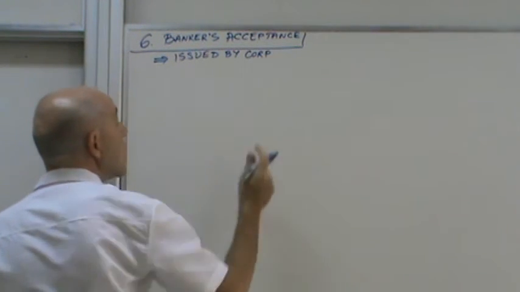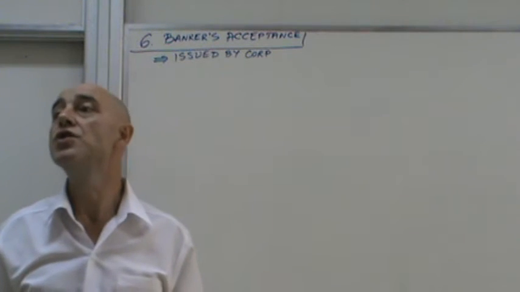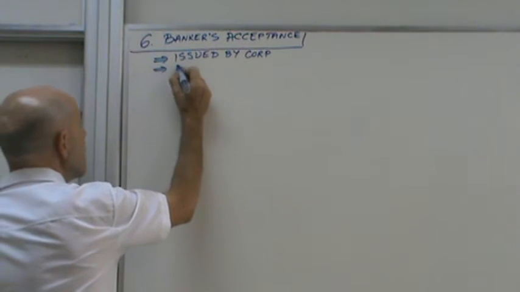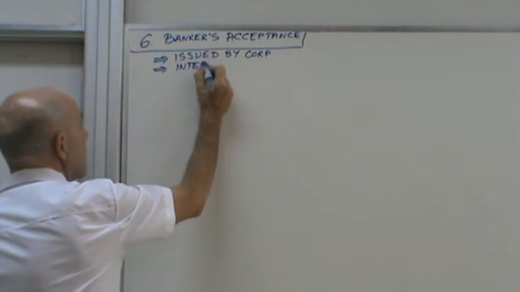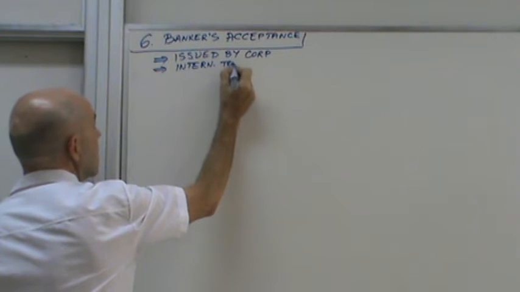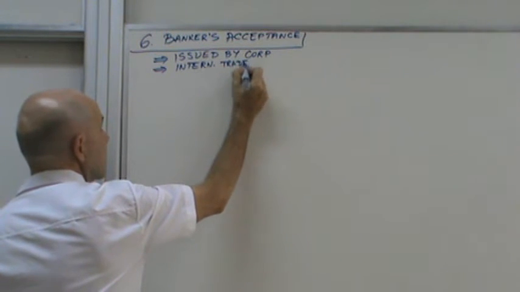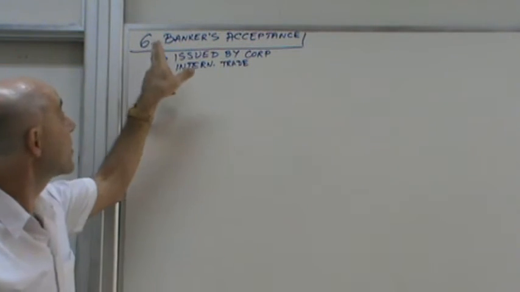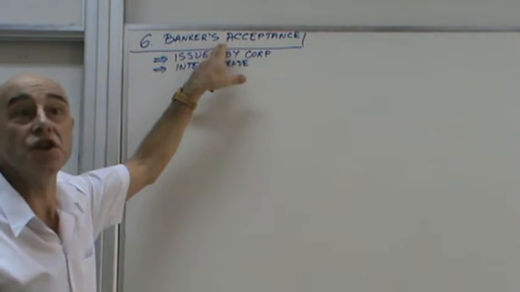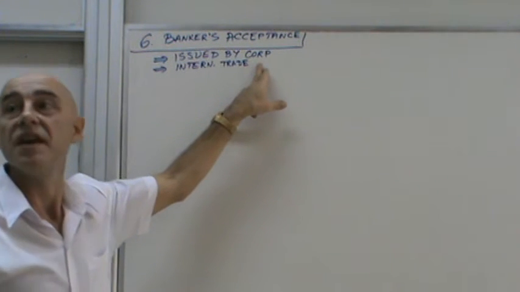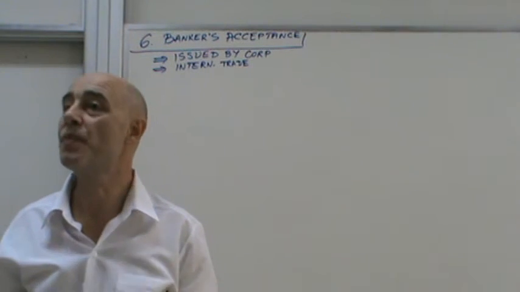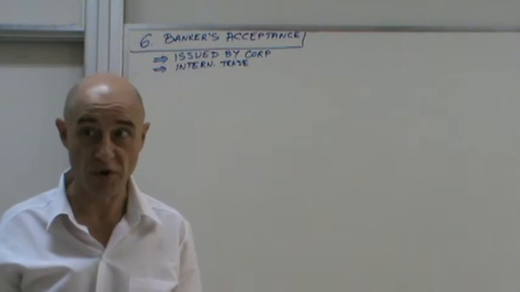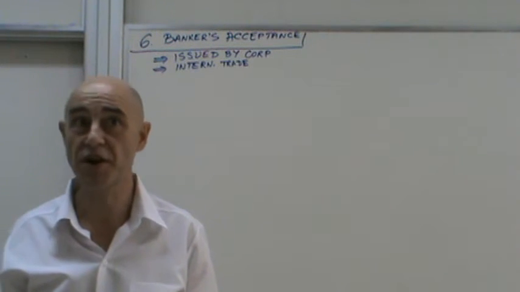So, issued by corporations. Usually, the most common cause or reason will be used in international trade. A banker's acceptance, again, if it's issued by a corporation, is a promise to pay by a corporation.